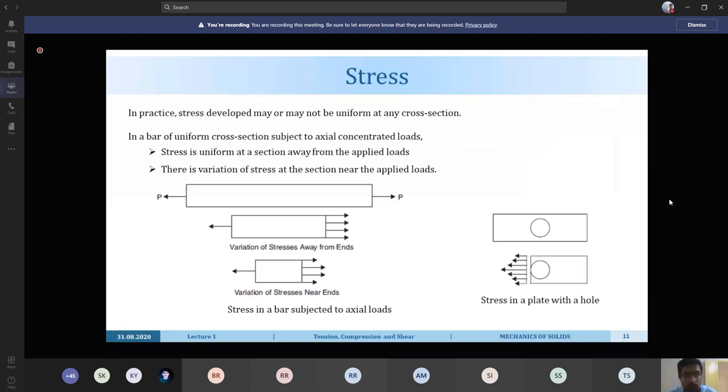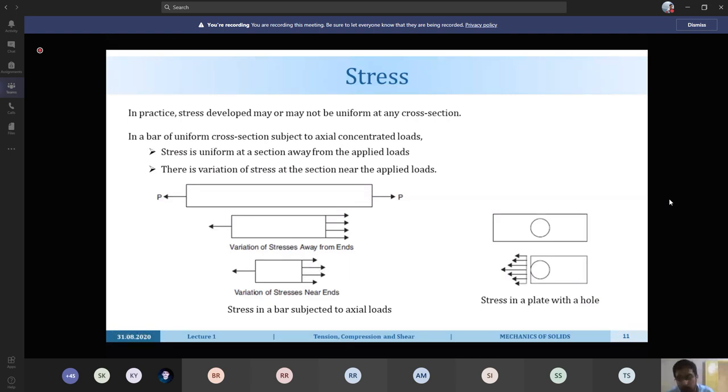So as I said, the stress developed is not uniform at any cross section. Suppose we have a bar subjected to axial load and we are applying some tensile force in both the directions. The stresses away from the ends will be uniform as shown in this figure. But the variation of the stresses near the end, close to the point of application of the external load, will be non-uniform.